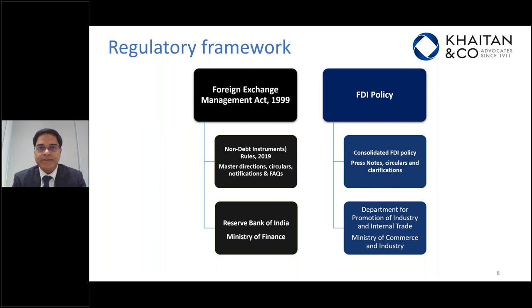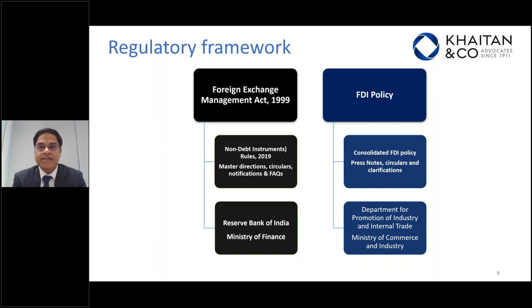In addition to that, I will also deal with certain key aspects with respect to investments coming from bordering countries in India. For example, a couple of years back, through Press Note 3, the Government of India issued a notification with respect to investments coming from those jurisdictions. So what are the key aspects with respect to such investments? I will deal with this in this presentation.